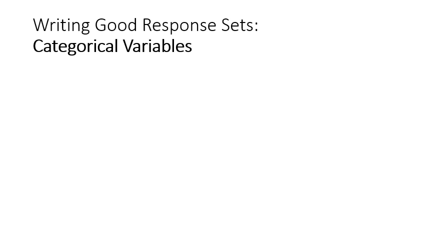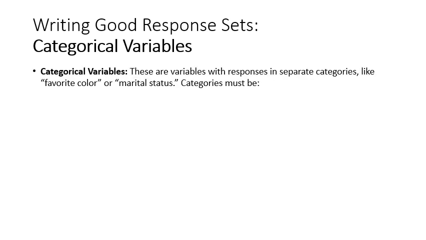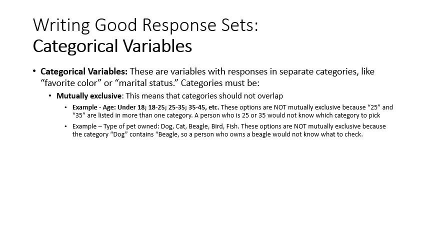So writing good response sets is another part of what we're doing. Categorical variables are variables, as you know from earlier, where we just have answers that are different categories, like favorite color or marital status. But we do want to take some care with the categories. So first off, we want to make sure that they're mutually exclusive.